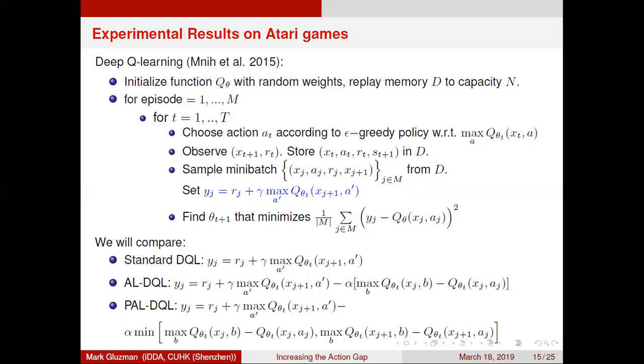Then we run episodes from 1 to N. For each step, we choose action A_t according to an epsilon greedy policy with respect to the current estimation of the Q value. Epsilon greedy policy means that with probability epsilon we choose a random action, and with probability 1 minus epsilon we choose the argmax of the current Q value. Is this epsilon greedy definition correct? Yes.